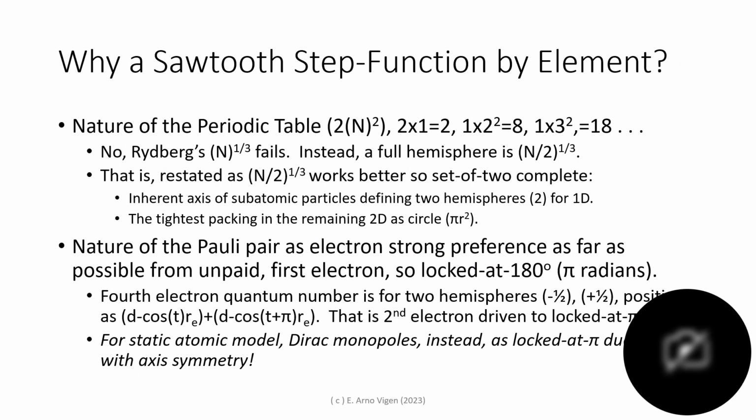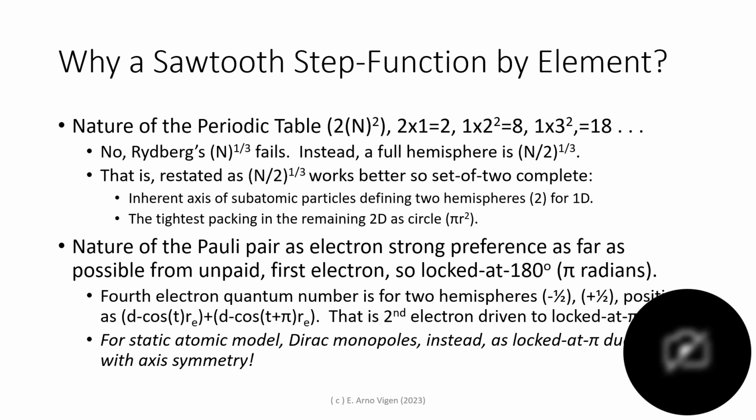Now, why is it sawtooth and step function? Let's talk about the nature of the periodic table. Typically in the textbook, it's called 2 times n squared. The first row is 2, then 8, 8, 18, 18, 32. But if you think about it, that's 2 times 1, and 8 is 2 times 4, which is 2 squared. The next one, 2 times 9, which is 3 squared, and 2 times 16, 32, but that really is 4 squared.